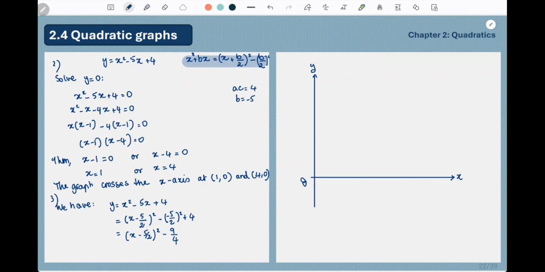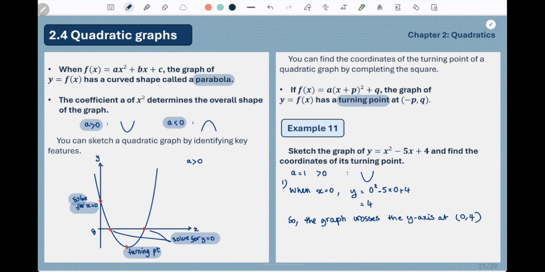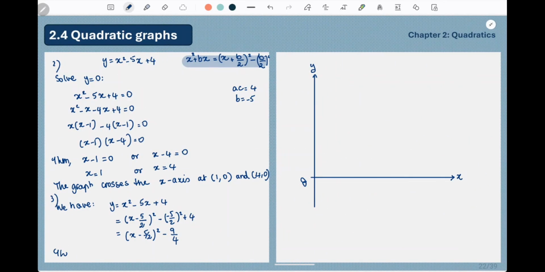So we can see from earlier, you can check the previous slide, the turning point is, when it's x plus p, the turning point is minus p, q. Okay, so in this case, the turning point is not minus 5 over 2, it is 5 over 2, minus 9 over 4. So you take this as it is, and this one is minus whatever you find inside the bracket. And now we've got all the points that we need to draw the graph.